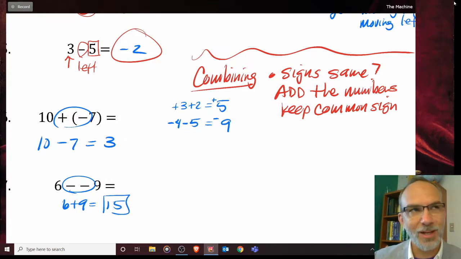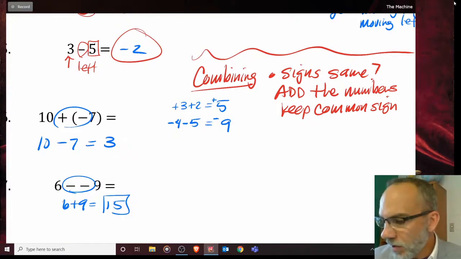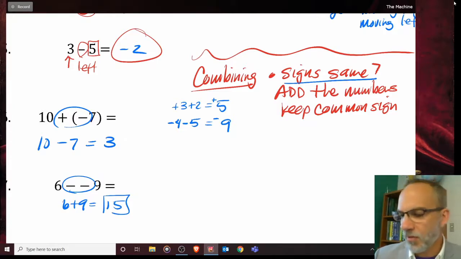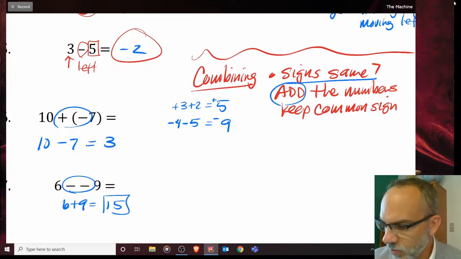Some people will say, oh, don't subtract a positive, add a negative. I still don't understand what that means. So my rules will be, look, if you're combining signed numbers, which is really adding, you're adding negatives in a sense. But are the signs the same? Add the numbers. Okay? Next idea, the signs are not the same.